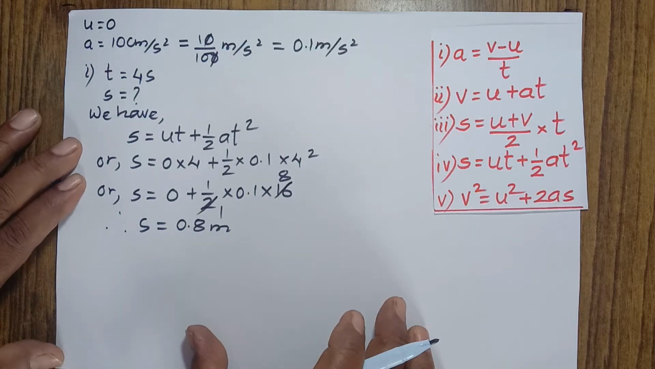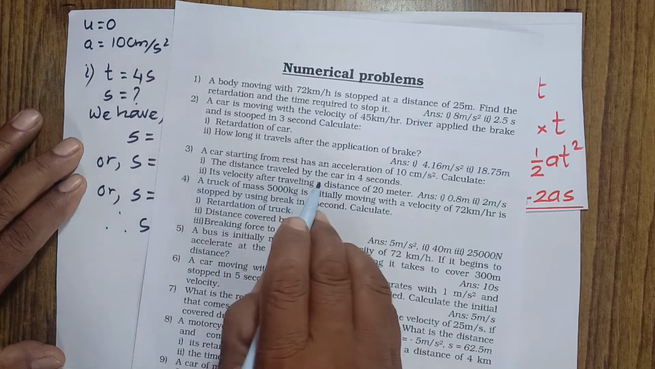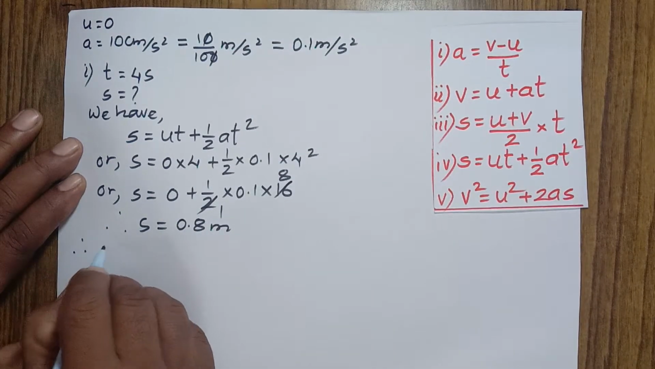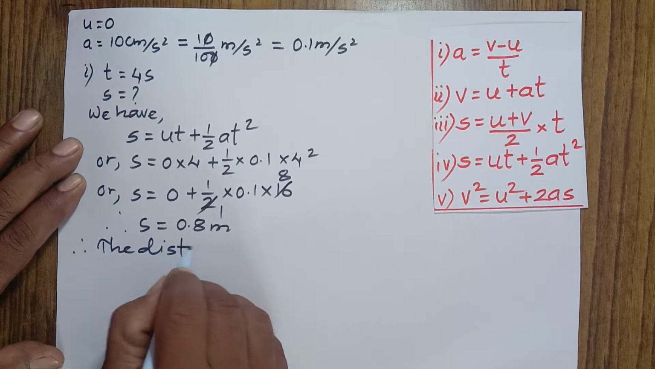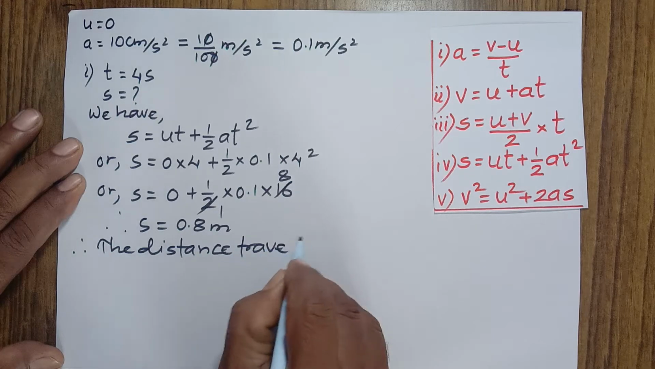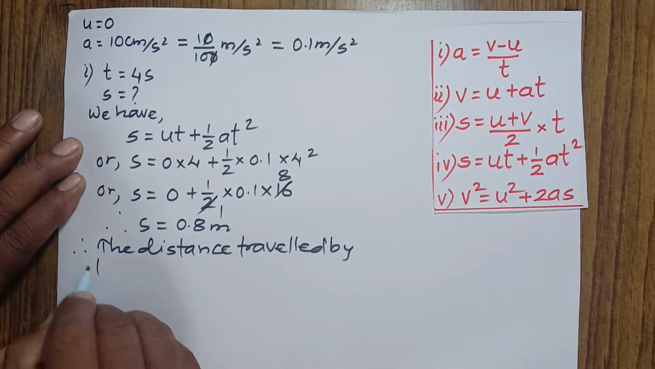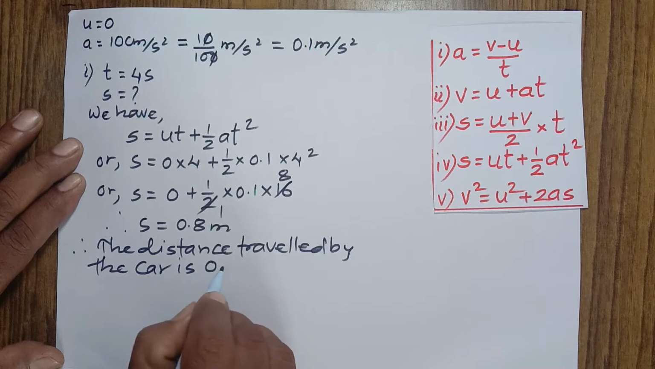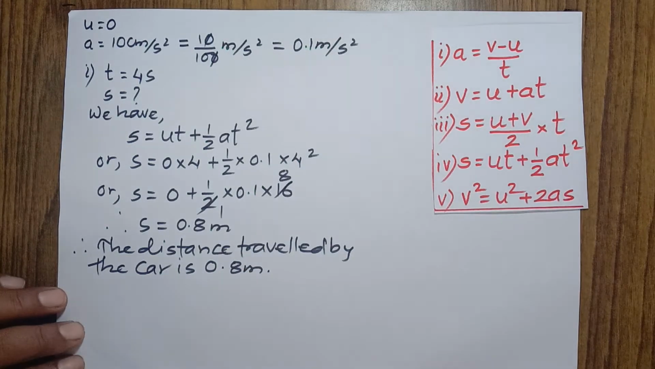This one part is solved. What was the question? The distance traveled by the car in 4 seconds. That's why we are writing, therefore the distance traveled by the car is 0.8 meter. This way we can solve first part.